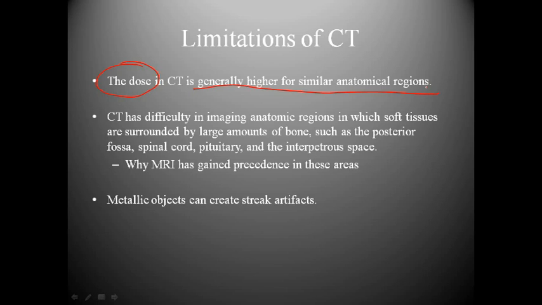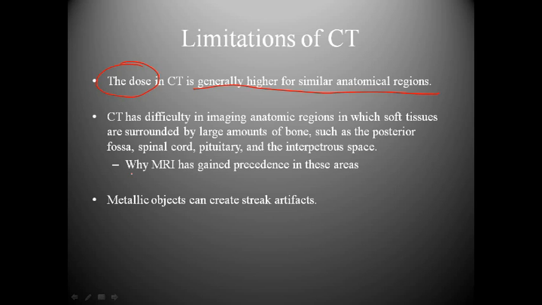Also, CT has difficulty in imaging anatomical regions in which soft tissue structures are surrounded by large amounts of bone, such as the posterior fossa, spinal cord, pituitary, and interpeduncular space. We all know that MRI does an excellent job of imaging the spinal cord, and situations like this are why MRI really has excelled and gained precedence in these areas. That's why CT just really doesn't hold a candle to some of these things.